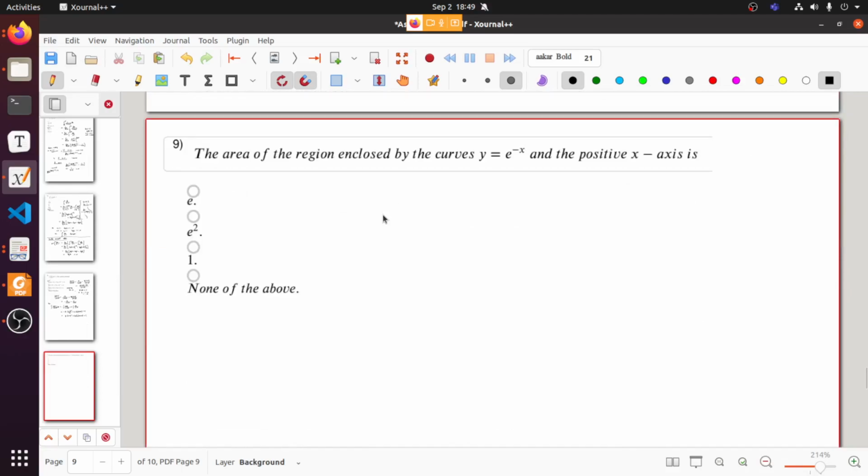Now move to question number 9. What it is saying is you have to find the area of the region enclosed by the curve y equals e to the power minus x and the positive x-axis. So draw this. How does the curve y equals e to the power minus x look? This is e to the power minus x, and the positive x-axis means this one.